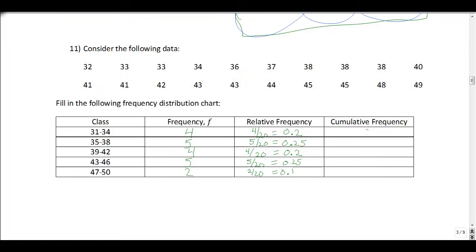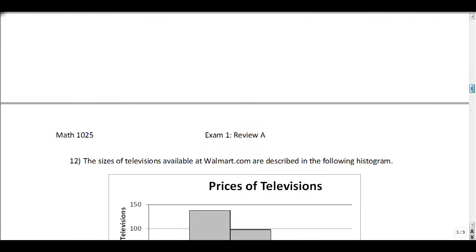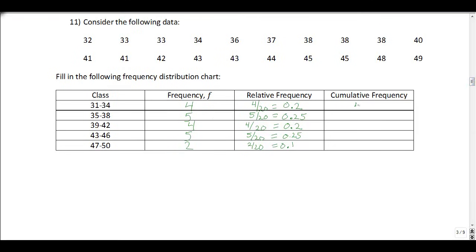Cumulative means we're going to add as we go down. So we're going to start with 4. And then the next one isn't asking how many are in this category. It's asking how many are in this category or any of the categories above it. It's really going to be the 5 plus the 4. That's a 9. The next one is really the 4 plus the 5 plus the 4.